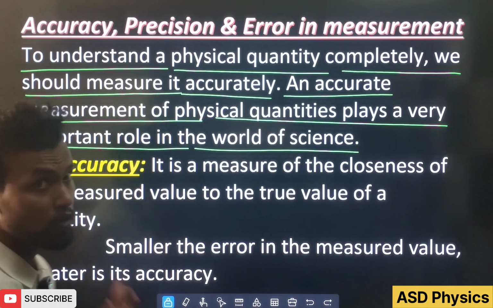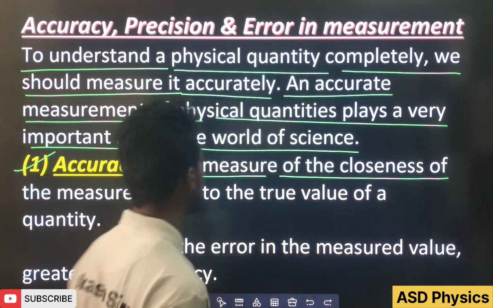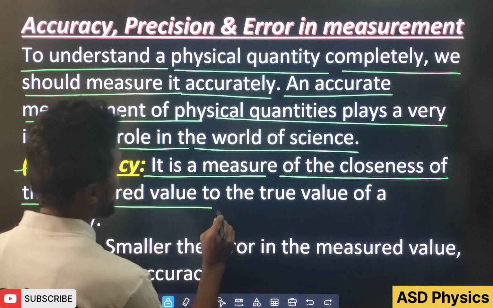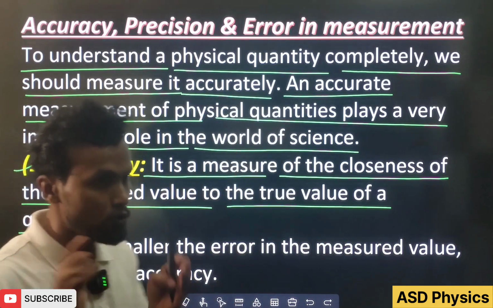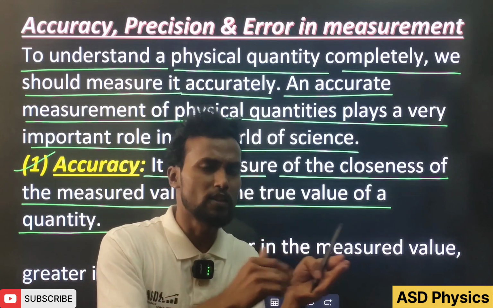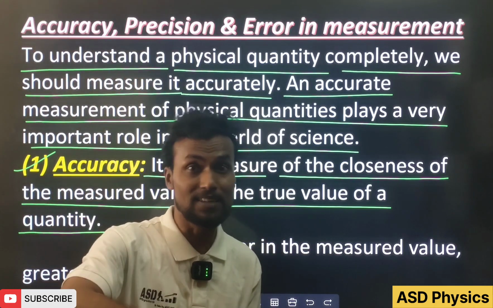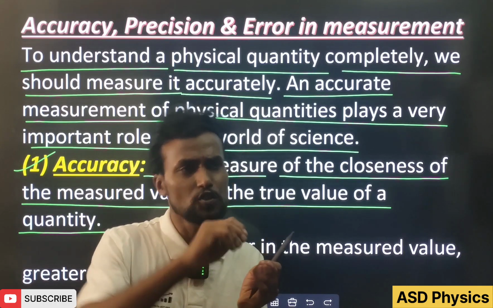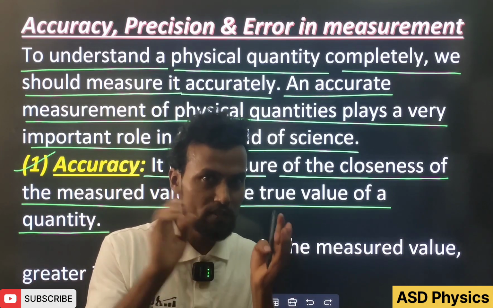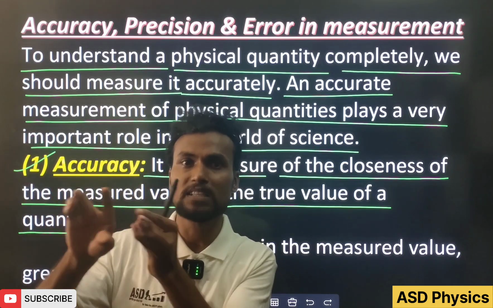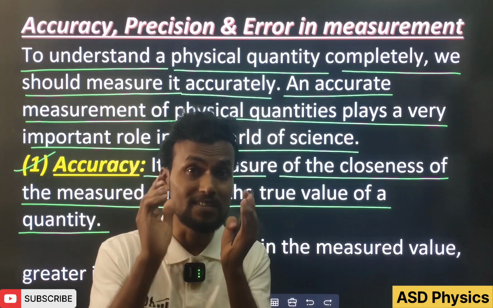First one, accuracy. What is accuracy? It is a measure of the closeness of the measured value to the true value of a quantity. That means the closeness between the measured value and the true value. Later we are going to learn that this true value is not coming from the sky somewhere. This true value is also taken as the arithmetic mean of the measured values. But as of now we are seeing two values: one is the true value and one is the measured value. Now the closeness of these two values is called what?